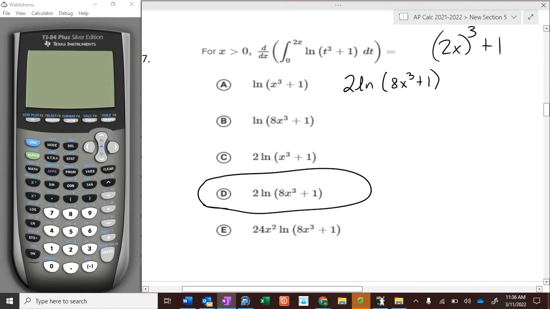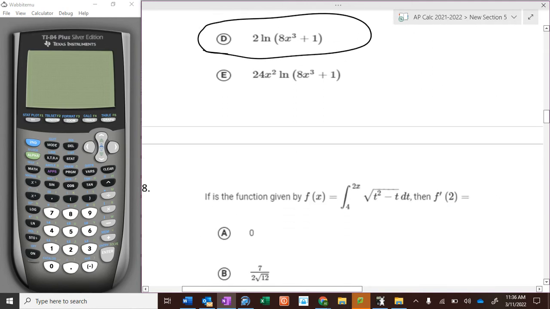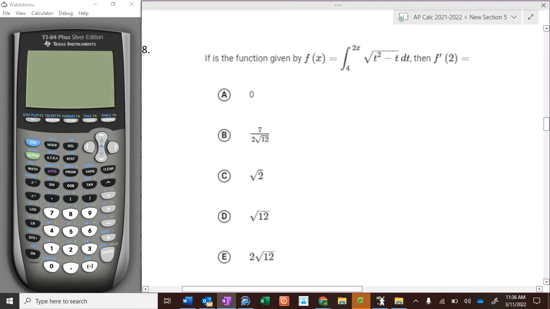Yep. The first derivative of what's up top goes up front. Okay. So here we go again with another one, just slightly different. Nate, Ricky, how would you do this?